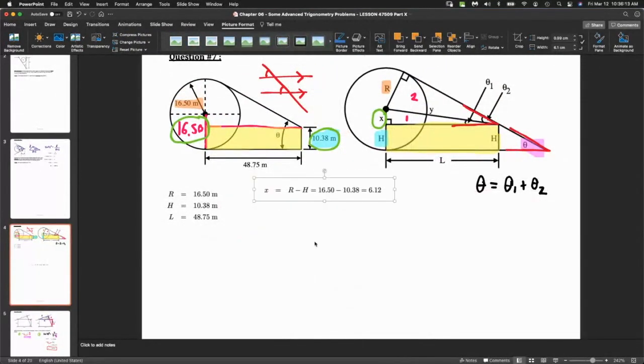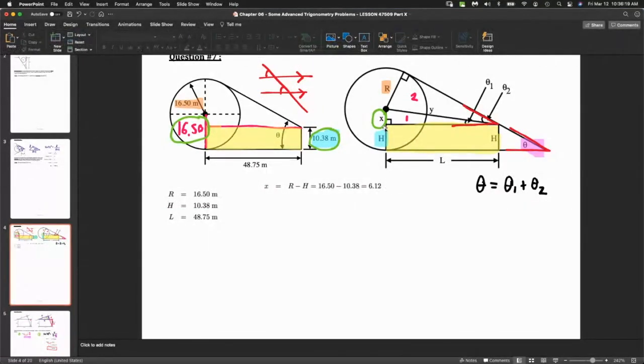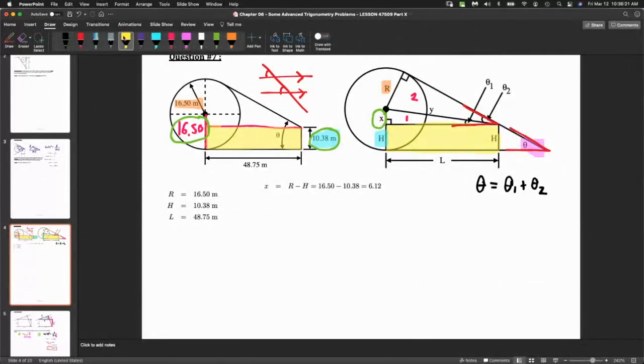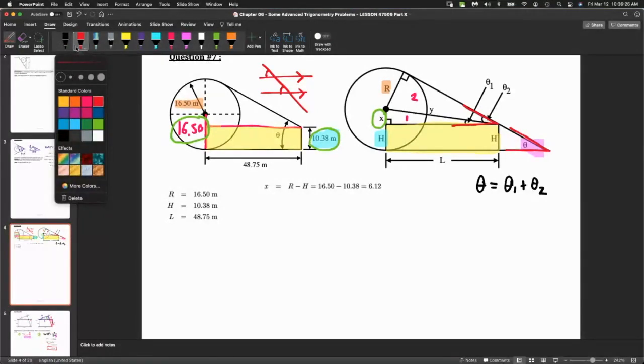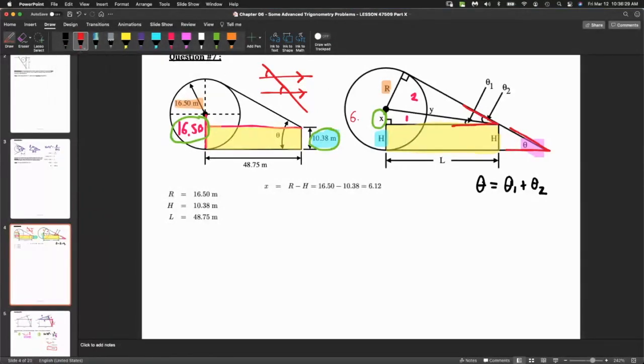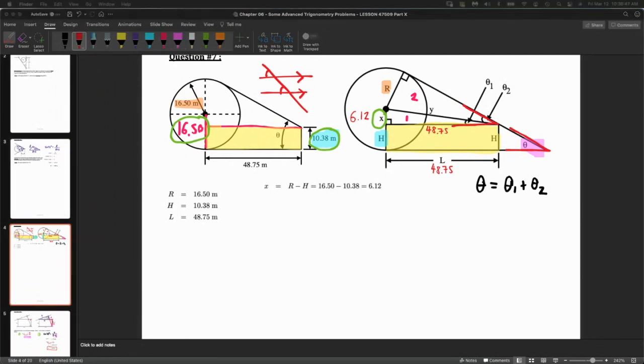So the first step is to get X, and that's just equal to 6.12. So now we know this quantity here, and maybe I'll use a really skinny pen. That's 6.12. We also know this is 48.75 because that's L. The units are all meters here, but I'm going to run out of space writing units on the diagram. Any thoughts on what we should get next? What do you want to get next?